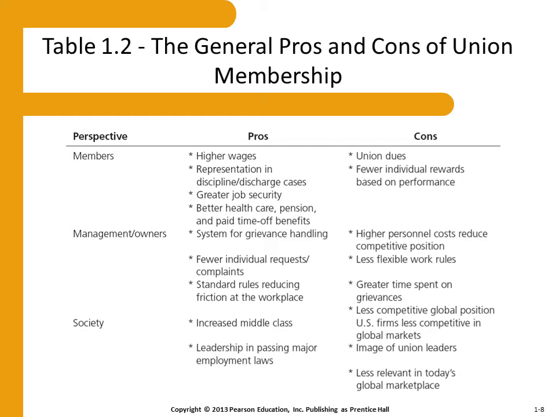Then we look at the idea of society, and we say, well, let's look at this now from a much higher perspective, a macro society view. Some of the pros of unions, union membership, are an increased middle class because, as we said earlier, they're working to raise the wages and the benefits of workers to provide more job security, both of which tend to result in a more stable and enlarged middle class.